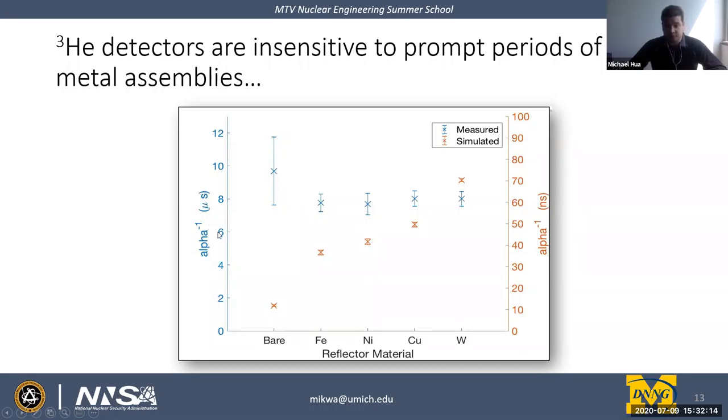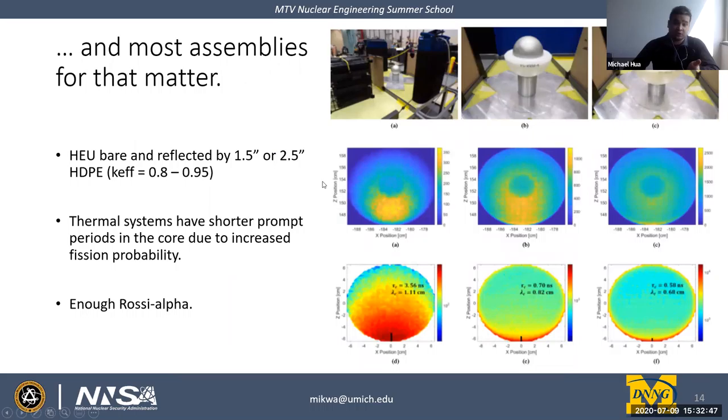If something takes microseconds to happen, you're not going to see something that happens on a nanosecond scale. And so helium-3 detectors are insensitive to prompt periods of fast metal assembly. So if I have a chunk of metal reflected by metal, then helium-3 can't measure it. So you can't trust helium-3 for stockpile stewardship. You can't trust it for sodium-cooled fast reactors. You can't trust it in these applications. And for that matter, you can't really trust it in general.